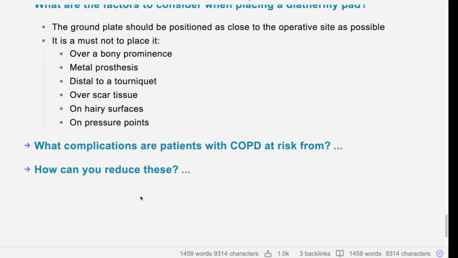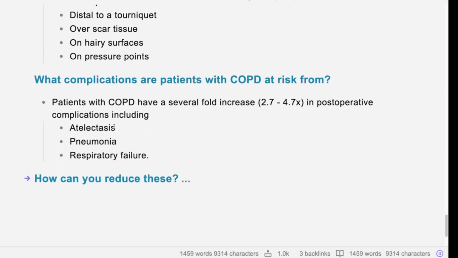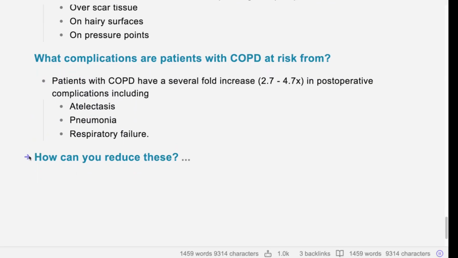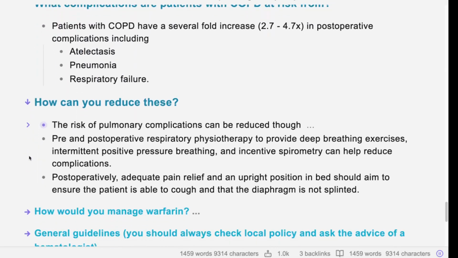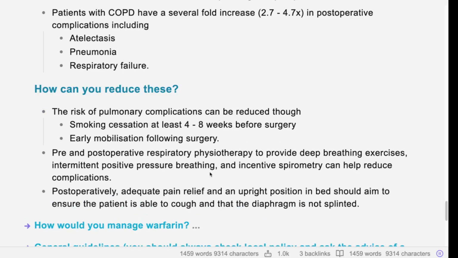Patients with COPD are at risk of complications: they might have atelectasis, pneumonia, and even pulmonary embolism and exacerbation of COPD. How can we reduce this? As much as possible, try to avoid using general anesthesia for them. Maybe use local or regional anesthesia. Minimize the time of the procedure. Get pre-operative and post-operative physiotherapy to review them, and also consider a GP review before the surgery, and consider smoking cessation before the surgery as well.